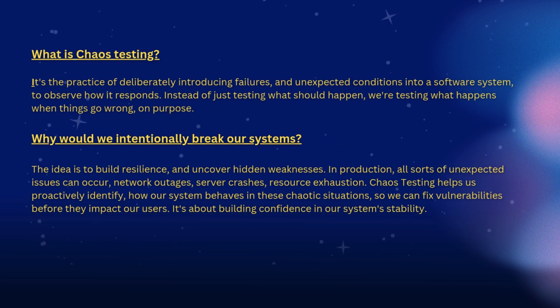Why would we intentionally break our systems? The idea is to build resilience and uncover hidden weaknesses. In production, all sorts of unexpected issues can occur: network outages, server crashes, resource exhaustion. Chaos testing helps us proactively identify how our system behaves in these chaotic situations so we can fix vulnerabilities before they impact our users. It's about building confidence in our system's stability.